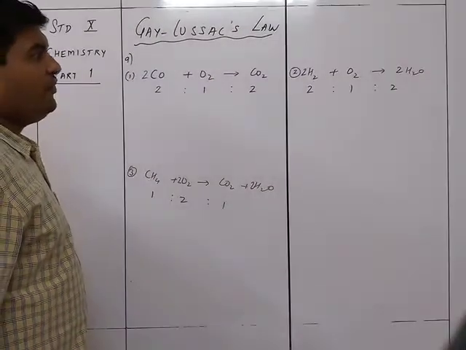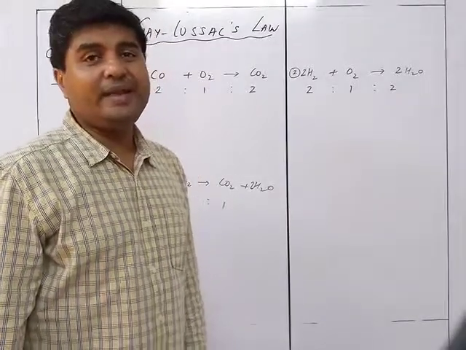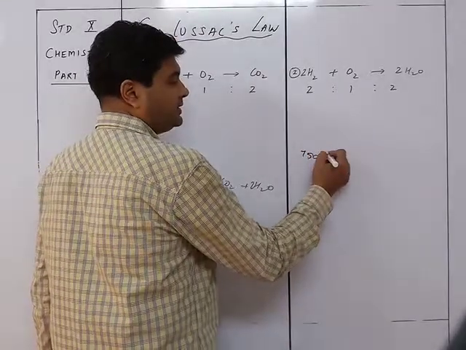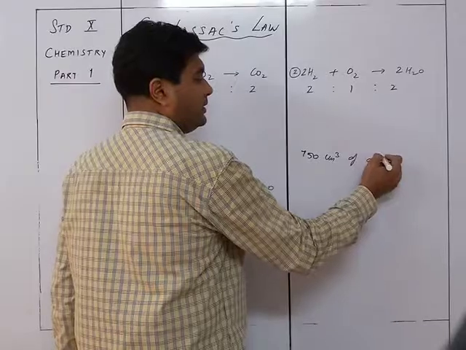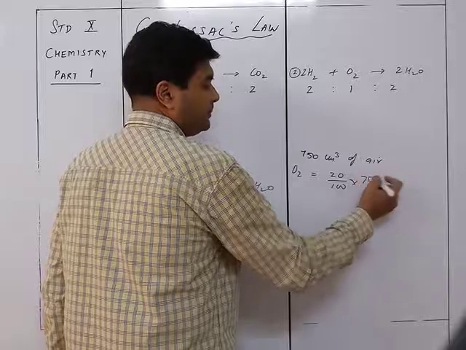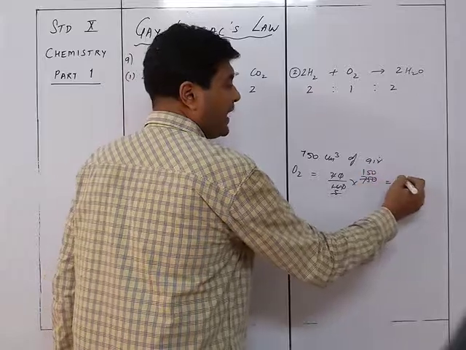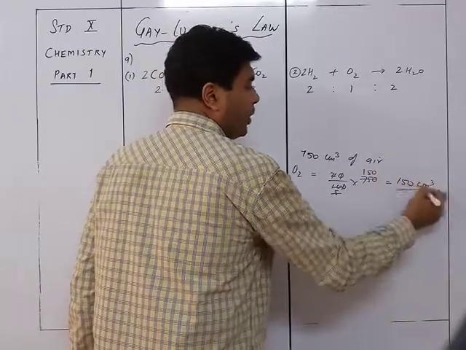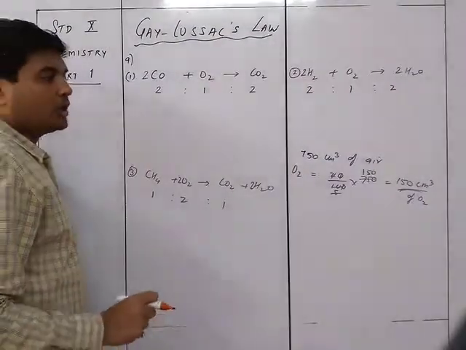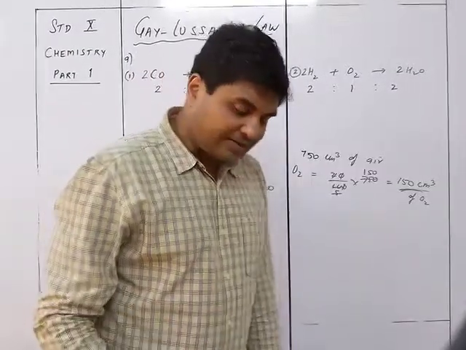Now we have got over here 750 centimeter cube of air with 20% oxygen in it. Okay, so 750 centimeter cube of air, therefore O2 is equal to 20% of 750. That's 150 centimeter cube of O2. So for all the reactions 1, 2 and 3, the total oxygen I have got is 150 centimeter cube. Now let's see what things they have given us.